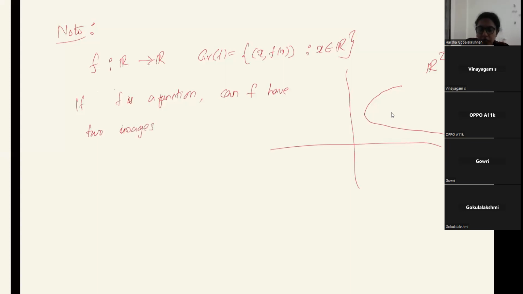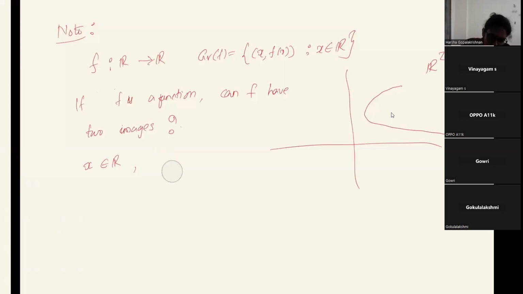You know what is meant by image, right? That is, for any element x, f of x is said to be the image of x under f. Okay, so my question is, if there exists an x in R, is f of x uniquely defined, or does there exist some f of x and some other point?